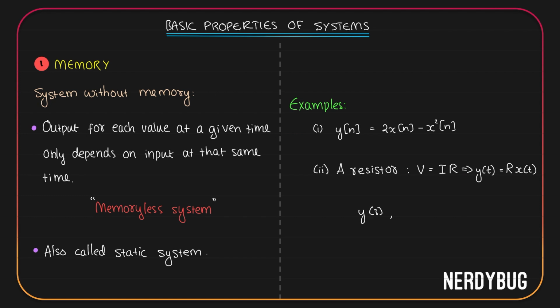What are the things that you need? You know the value of resistor, that's not a function of time. Then you need x of t. So at 3 seconds, you need x of 3. To find out y of 3, all you need is the value of input at 3 itself. That is, you do not need to know the value of the input before or after 3 seconds. Hence, this is a memoryless system.